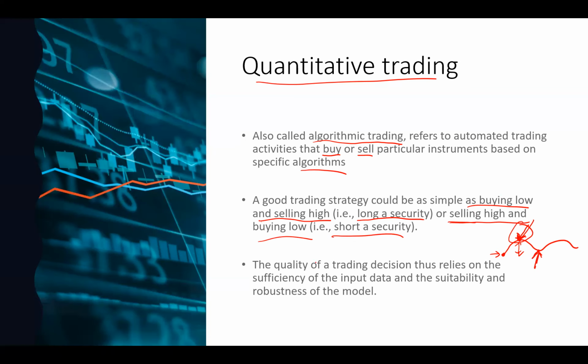Of course, the quality of the trading decision relies on two things. One is the sufficiency of the input data. We need to have the data to be able to build a good model. The model can be simple or complex, but it relies on the input data to train it, so the model needs to learn. The second thing is how good the model is. How robust is the model? Does it only work on history, but not necessarily on the future? So we need a bit of back testing.